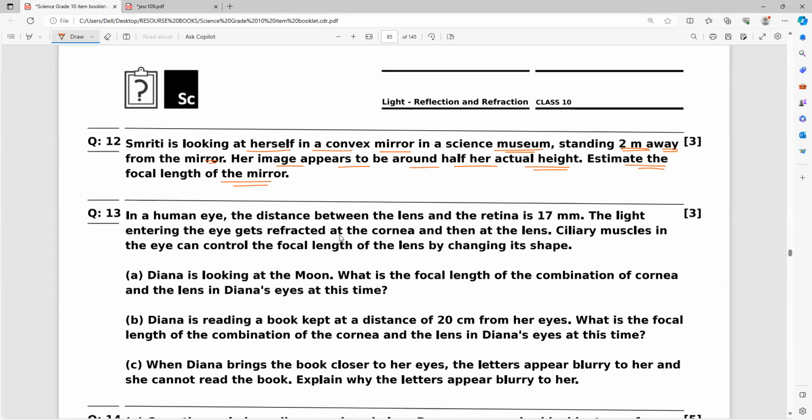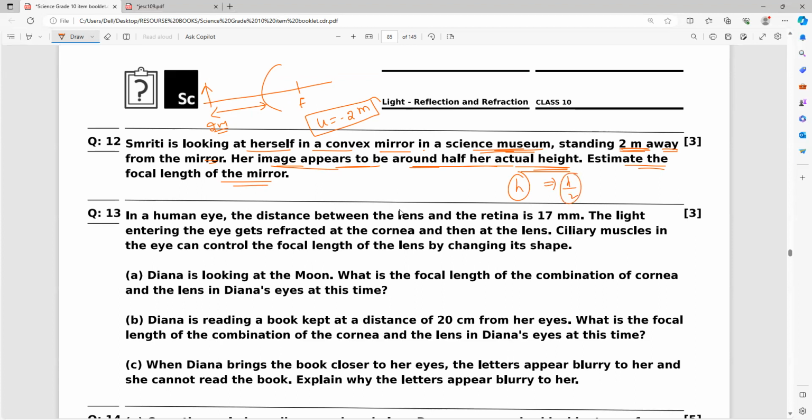Any one of you? It's very simple. Smriti is looking at herself in a convex mirror, standing 2 meters away from the mirror. Of course, it is a convex mirror. We all know that a convex mirror has a real focus or virtual focus? Virtual focus. She is standing 2 meters in front of the mirror, so object distance u is minus 2 meters. Her image appears to be around half her actual height, so the actual height is h and the height of the image is h by 2.